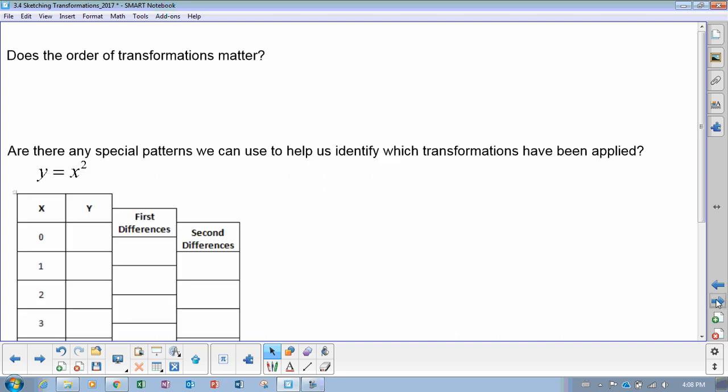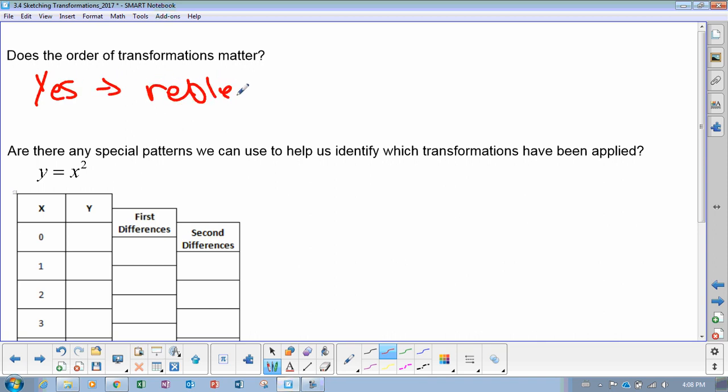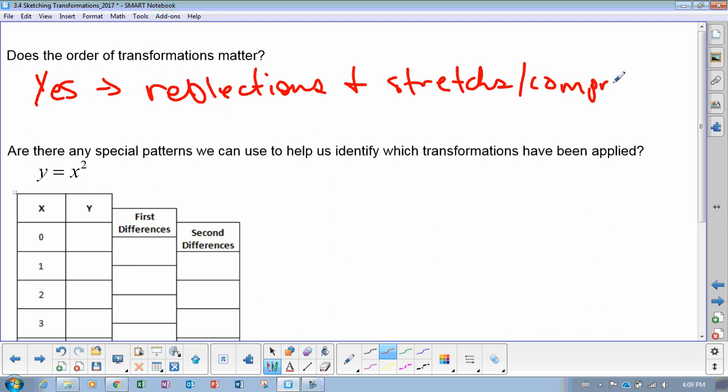First off, let's talk about the order of the transformations. Do they matter? The answer to that is yes. Think of transformations like bedmas. So yes, they most definitely matter. This is a big yes. Reflections and stretches/compressions happen first. And then we'll do the horizontal and vertical shifts.